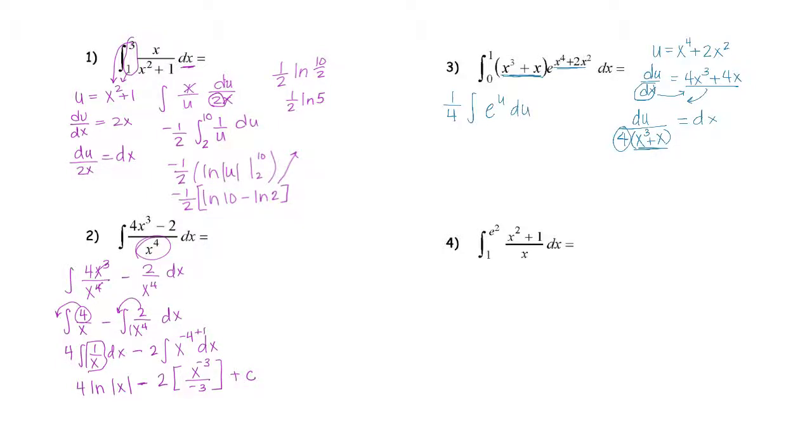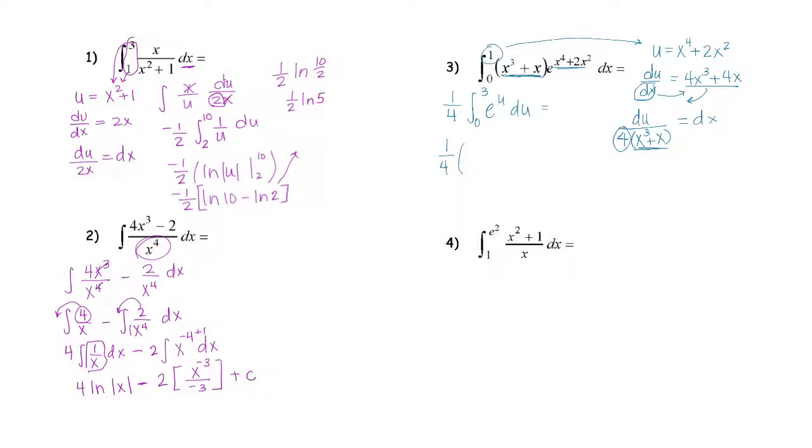du, and we do need to adjust our endpoints. So again, we're going to plug in 1 over here, so that's going to give me 3. And then I'm going to plug in 0, and that's going to give me 0. And now we're ready to integrate this. So I have 1/4 times.